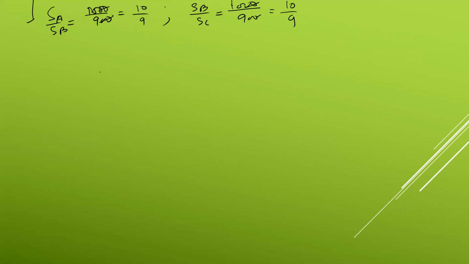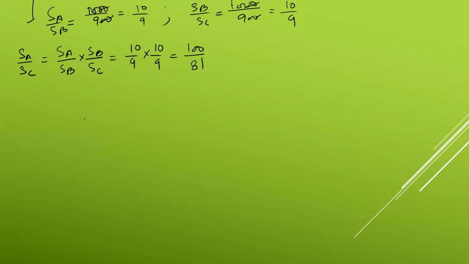Now simply multiply these two ratios. While we are multiplying, we need to find speed of A is to speed of C. So let's multiply them. SA over SB into SB over SC. What will you get? 10 over 9 into 10 over 9, which is equal to 100 over 81.